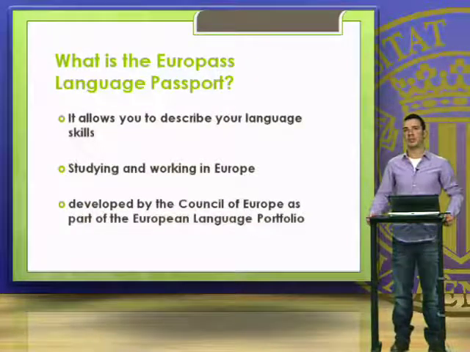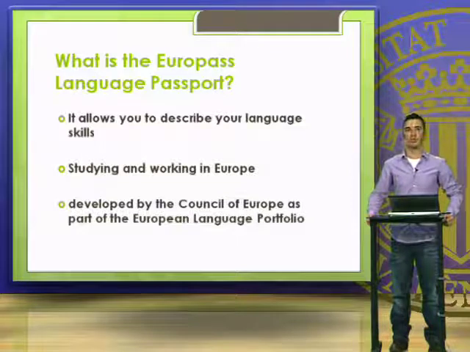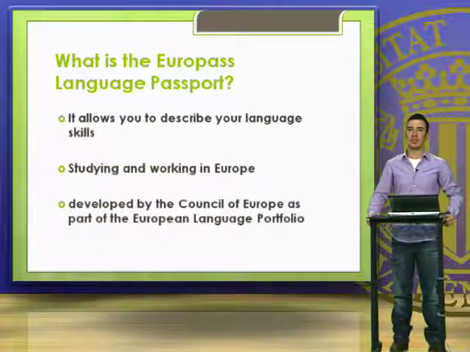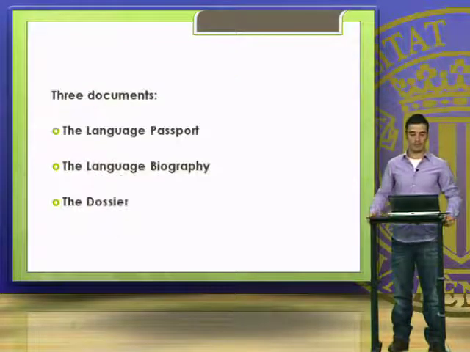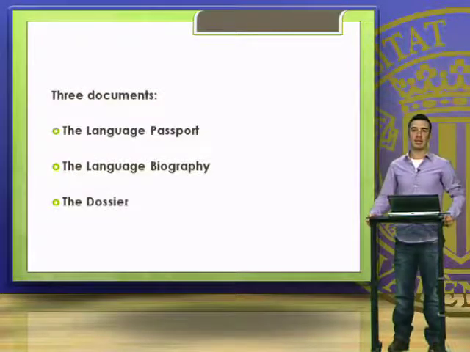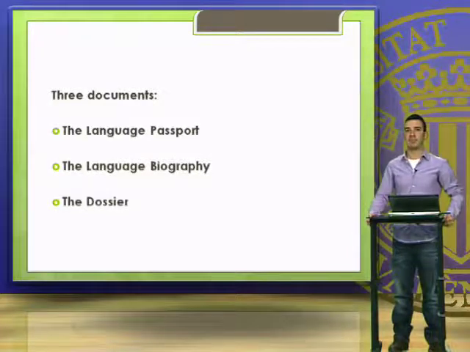If we want to know what the Europass language passport is, we can tell you that it allows you or any person who wants to spend time abroad to work or study in Europe to describe their linguistic skills. This document has been developed by the Council of Europe, and as I told you before, it is part of the European language portfolio. These are the documents that the European language portfolio comprises: the language passport, the language biography, and the dossier.